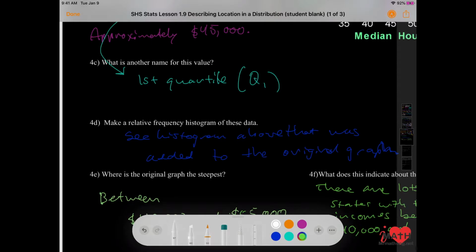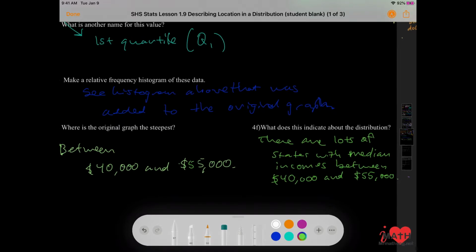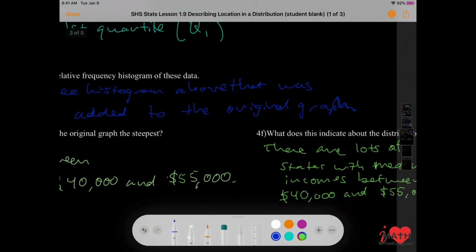4D, make a relative frequency histogram of these data. So see the histogram above that was added to the original that says graph. Don't you like my writing? Graph.